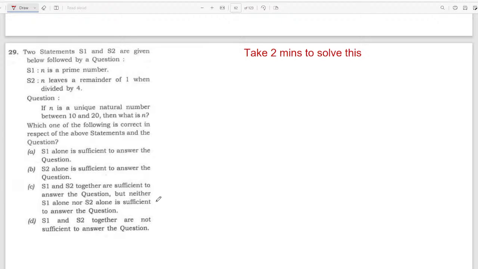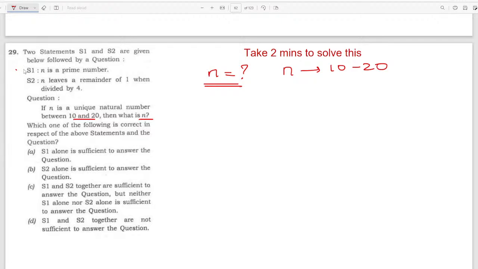So there are two statements and then we have a question. First of all, we'll see what is the nature of the question, whether it is a yes or no question or whether you need to find the value of the variable. The question is, if n is a unique natural number between 10 and 20, then what is n? So we need to calculate what n is. This is not a yes or no question, this is a calculate the value question. They are saying n is between 10 and 20. Now we'll see each statement.